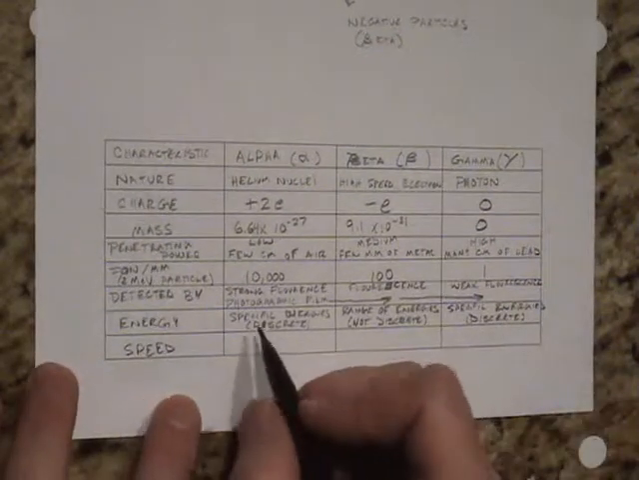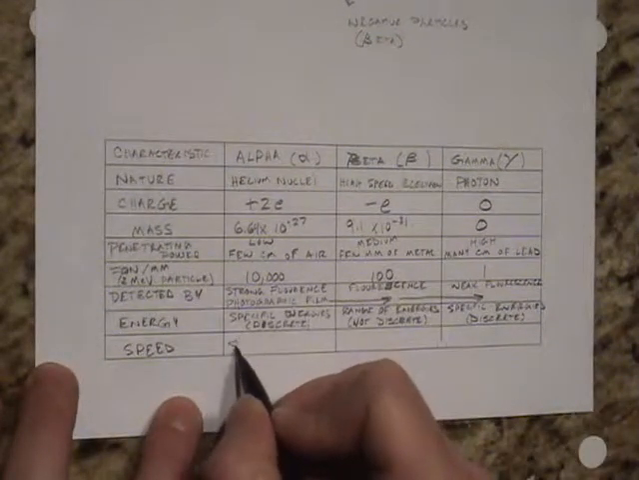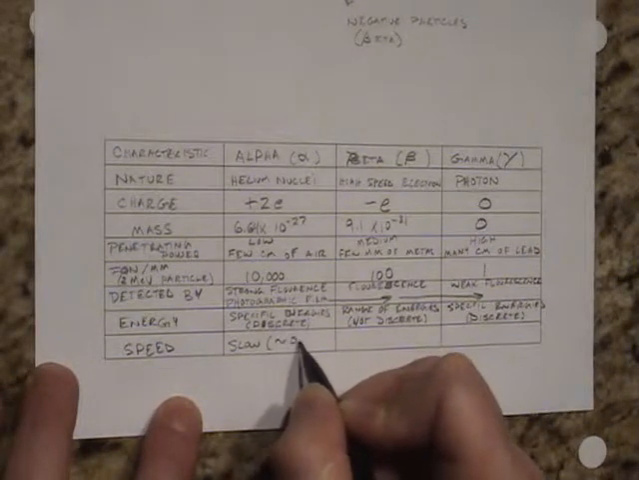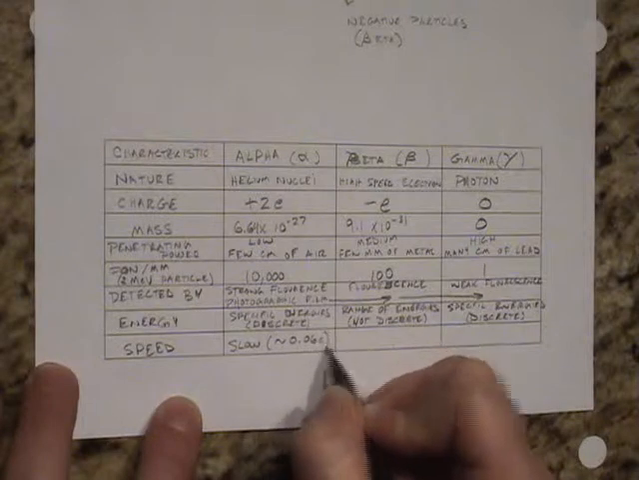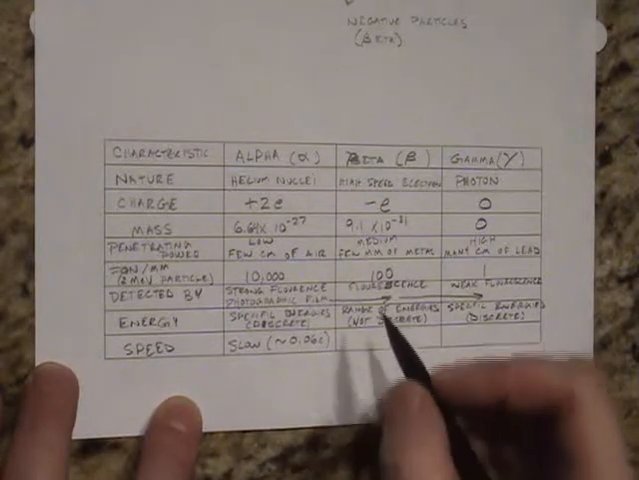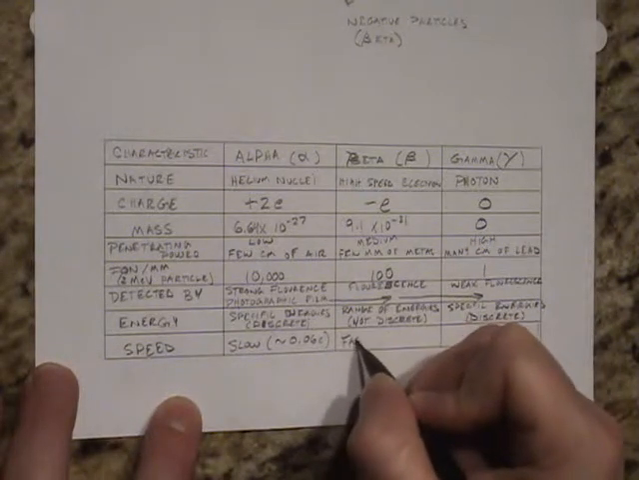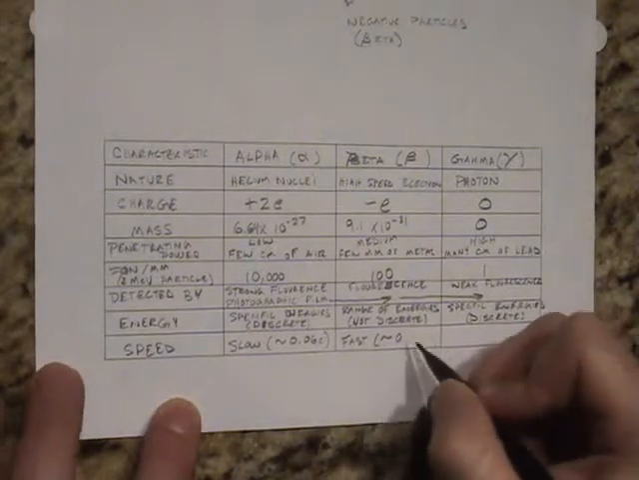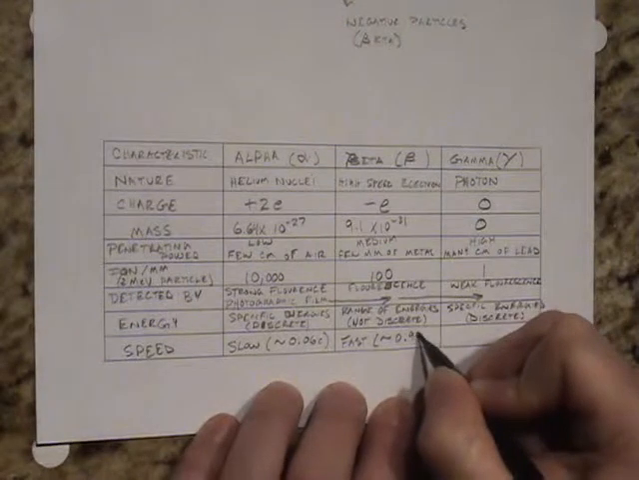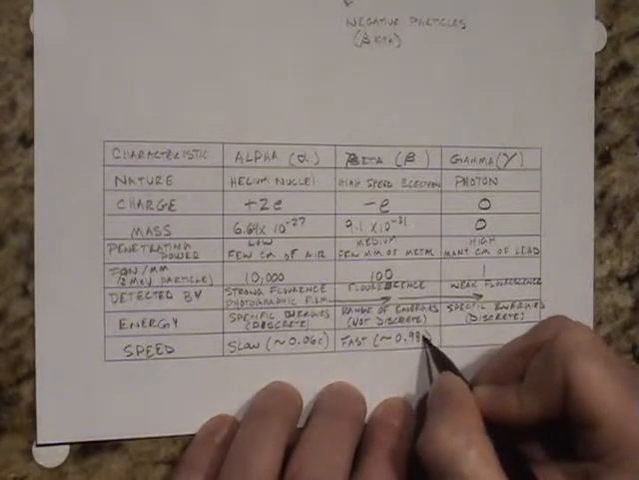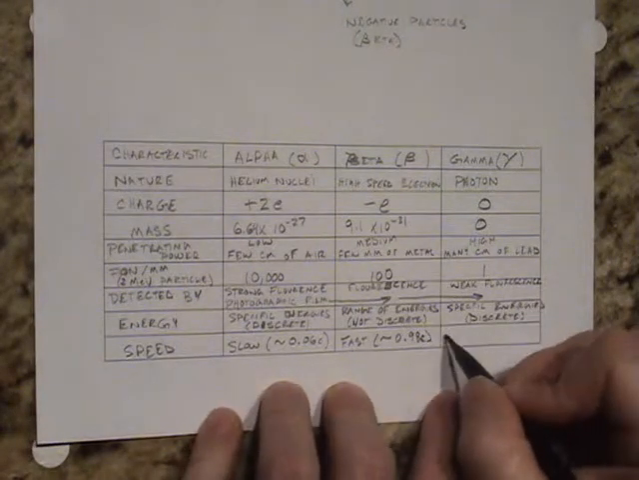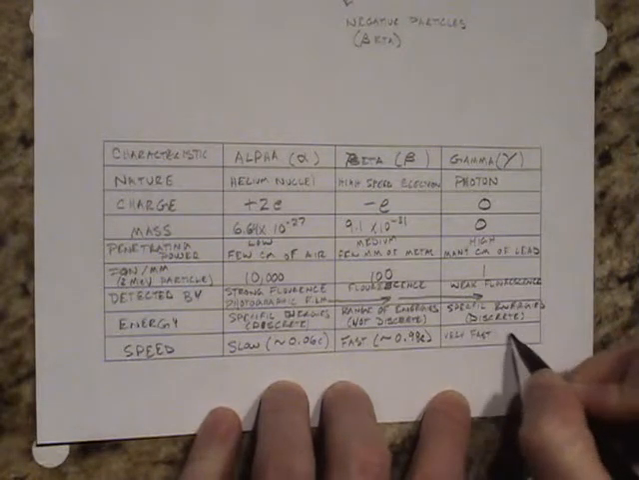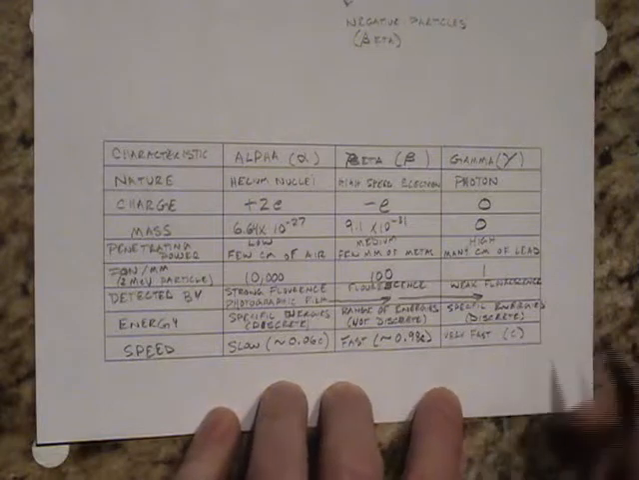In terms of the speed, the alpha particle turns out to be very slow. It has a speed that is approximately equal to only 6% of the speed of light. The beta particle is fast with a speed which is approximately 98% of the speed of light. And of course the photon is very fast because it travels at exactly the speed of light.